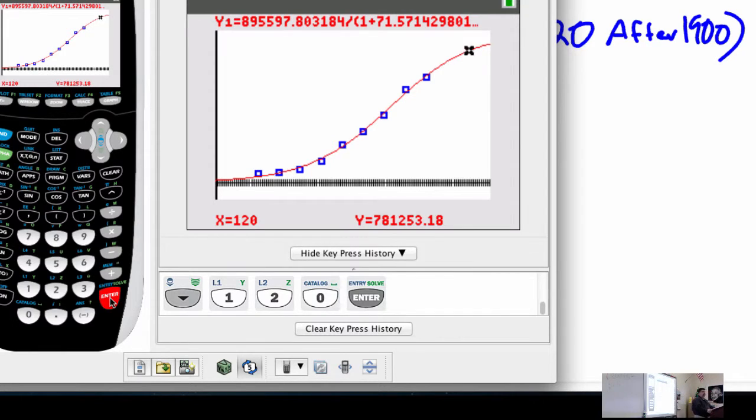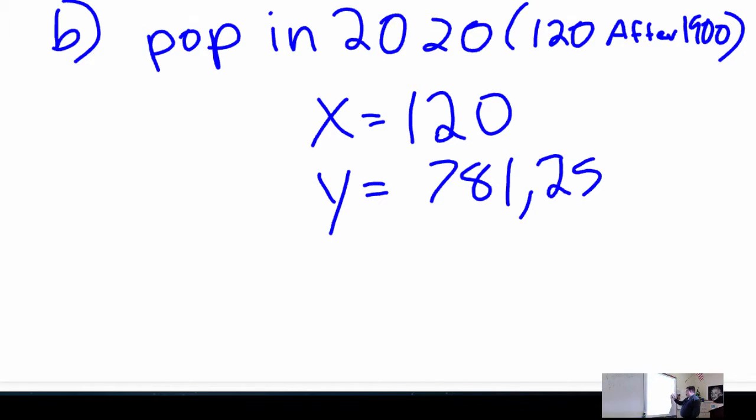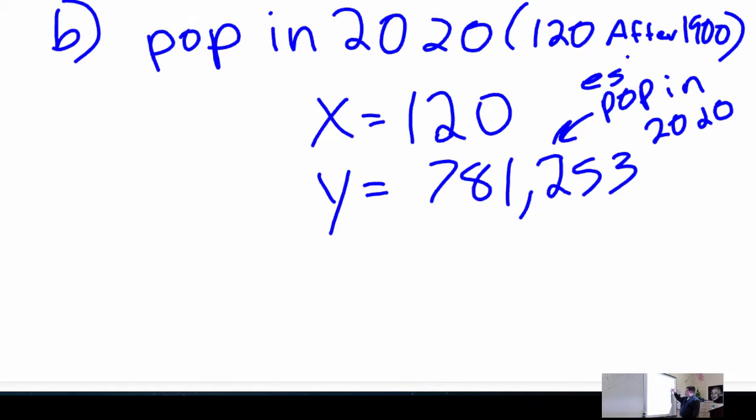Now, it may not be that much, right? We can't predict the future, but it's a good ballpark if things don't change too much. That's only like 5 years away. Okay. So now, what does that mean? When x equals 120, y equals 781,253. Well, that's the population in 2020, approximately, estimated. So we should say estimated population. That was part B.